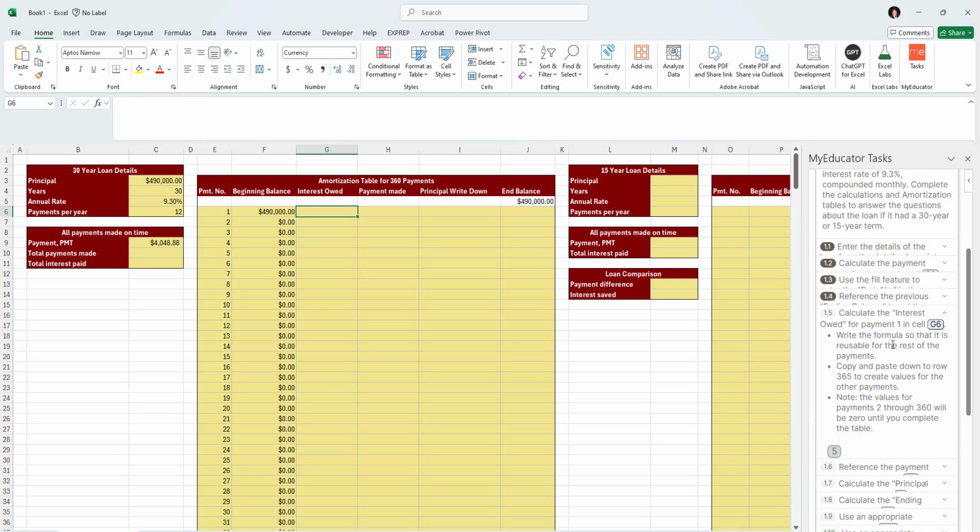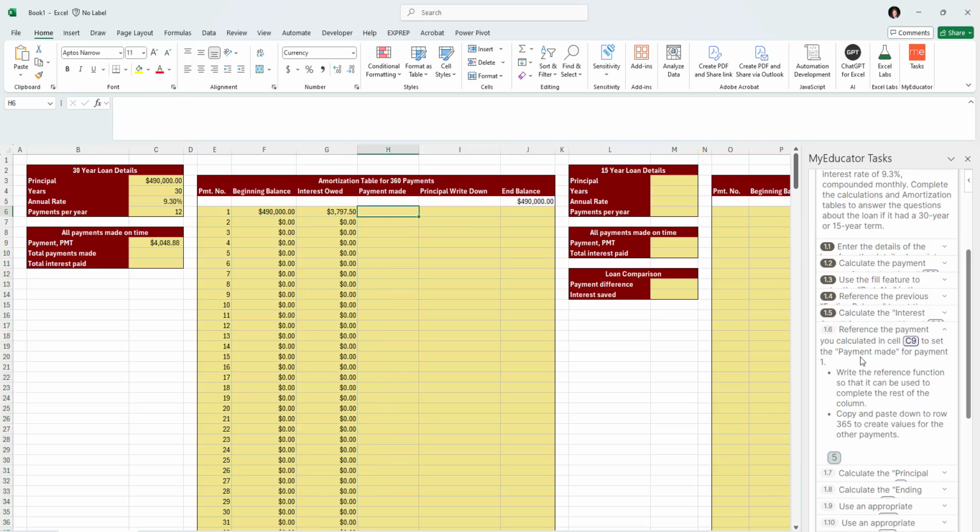Calculate the interest owed for payment 1. Copy and paste it down. Interest will be beginning balance times the interest per period. Interest per period is the annual rate, lock that, divided by 12, and lock that so that I can copy it down. And it's hard to tell right here because they're all zeros. Reference the payment.